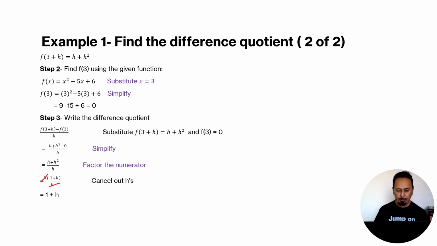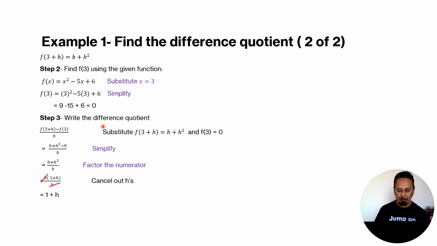So after we found f of 3 plus h equal to h plus h squared, we do step 2, find f of 3 using the given function. So let's write down f of x equals x squared minus 5x plus 6, and we'll substitute x equal to 3. So this becomes f of 3 equals 3 squared minus 5 times 3 plus 6. 3 squared is 9 and 5 times 3 is 15 plus 6. 9 minus 15 is minus 6 plus 6 equals 0.